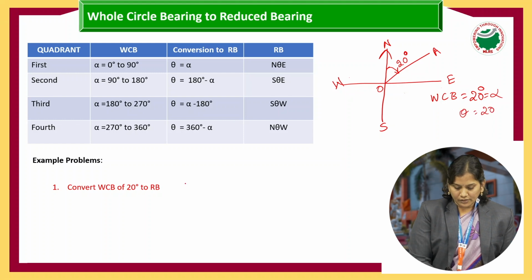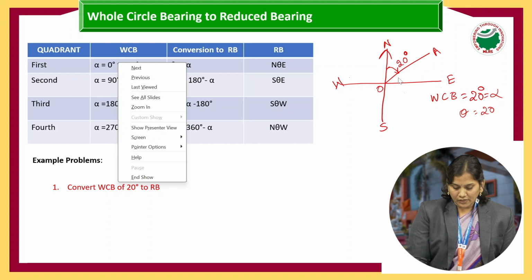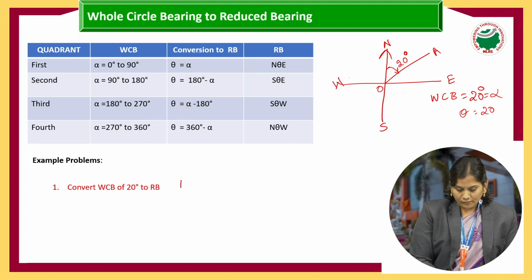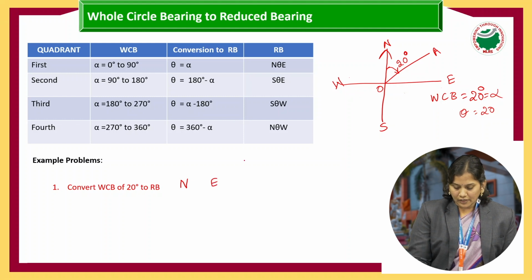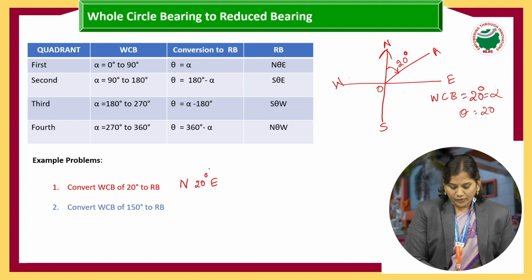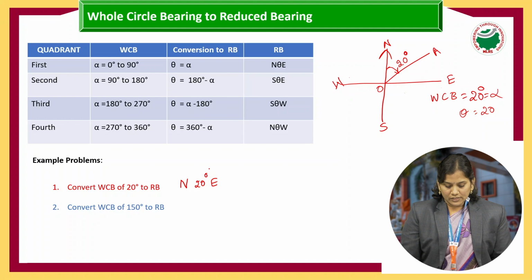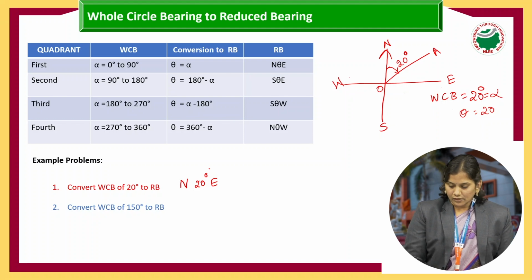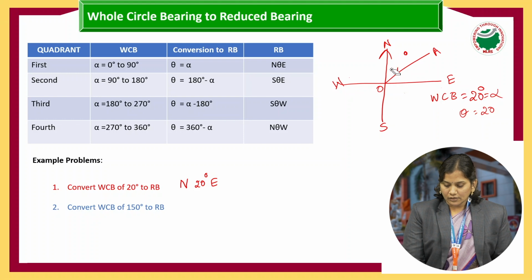Now, what is the solution? So, in which direction we are measuring? From north towards east, and theta value remains same. So, 20 degrees. And second one, if we convert whole circle bearing of 150 degrees to reduced bearing. So, 150 means our survey line lies in second quadrant.